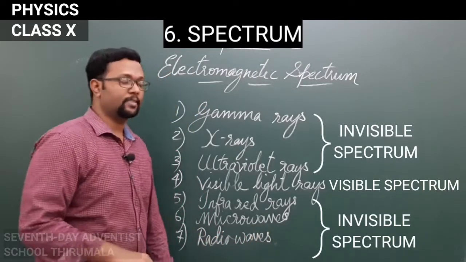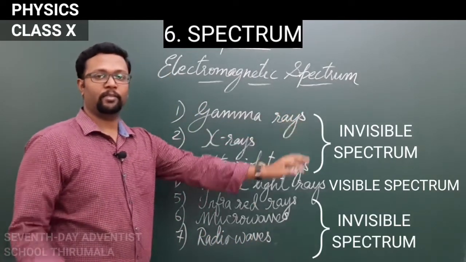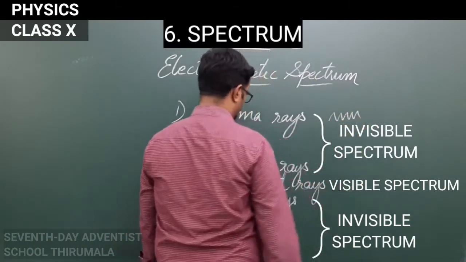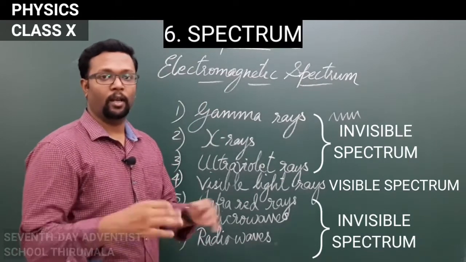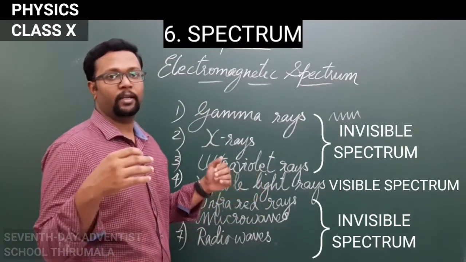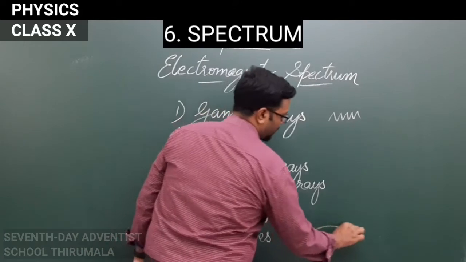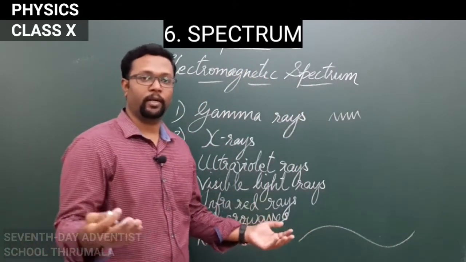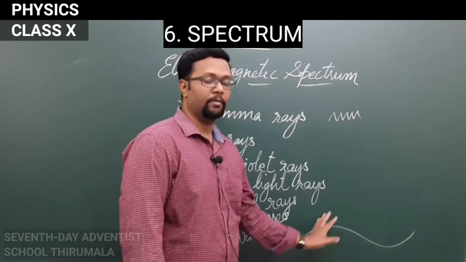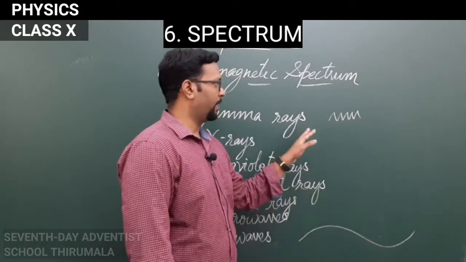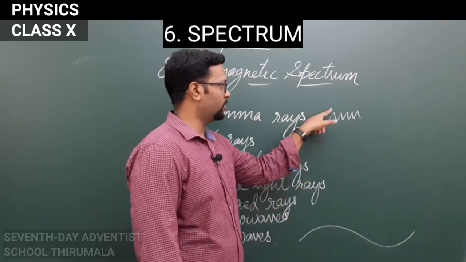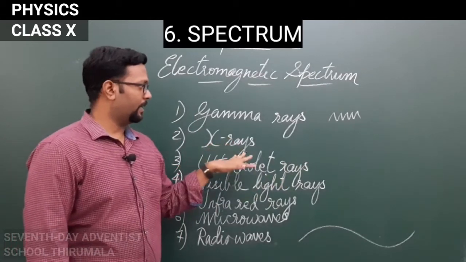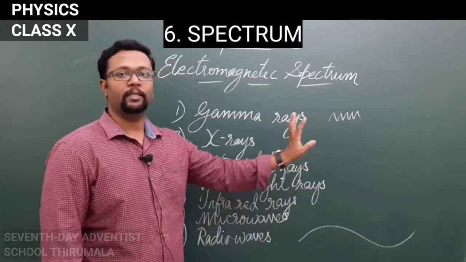radio waves. So in this list, gamma rays have the smallest wavelength, so they are the smallest waves, and radio waves are the longest waves, or they have the largest wavelength. Their waves are very large. It can be even as large as 10 or 100 kilometers. So radio waves have the largest wavelength and gamma rays have the smallest wavelength. The wavelength is the distance between two consecutive crests or two consecutive troughs. Then X-rays and all other rays fall in between this range.